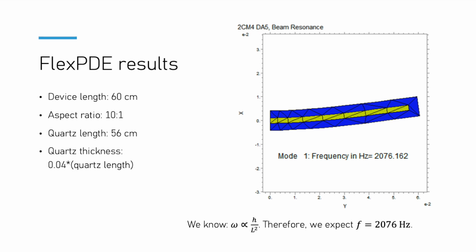Next, we double the length and thickness of the device. We know that the resonant frequency is proportional to the height divided by the length squared. Therefore, we expect the resonant frequency to be half of what it was before, which is exactly what we find.